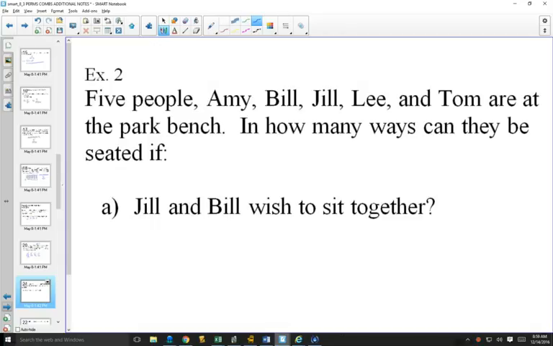Or we can think of the 4 factorial at the beginning as our number of groups, because we have Jill and Bill as one group, and then each of these other people, Amy, Lee, and Tom, are individual groups of 1. So we have 4 groups. The grouping strategy says after you've arranged your groups, you then go into your individual groups and see how many ways you could arrange them. Now, Jill and Bill could be Jill and Bill or Bill and Jill.